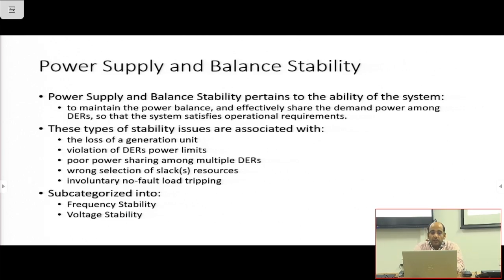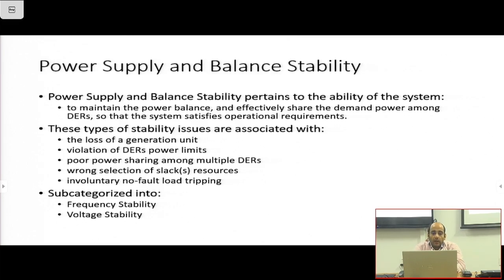Why do we get these stability issues related to power balance? This can happen because of the loss of a generating unit. When the power is not balanced properly, what happens? Let's say a generating unit trips. What if the generator delivering the maximum power trips? It will lead to a large transient in the system. So we should try to maintain a balance of power among the multiple sources.